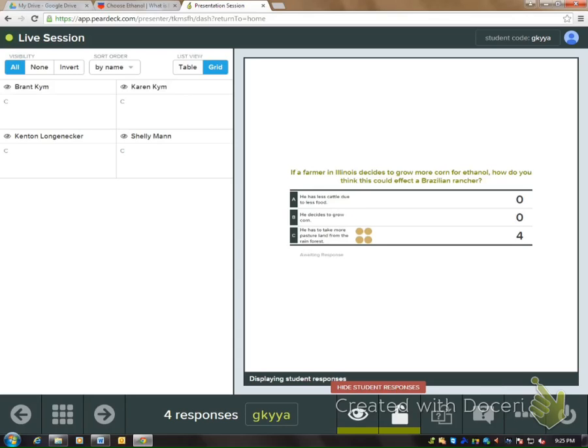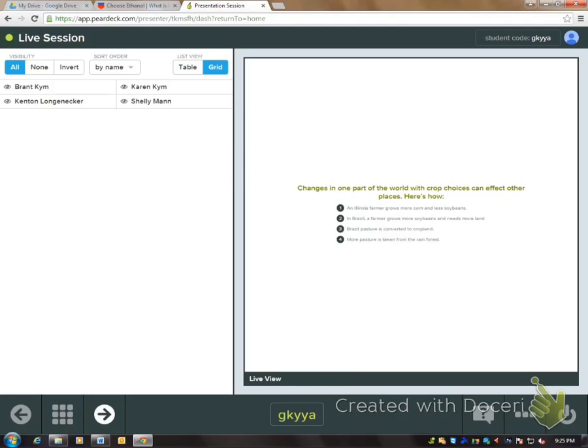Okay, so now you can see, oh, somebody changed their answer. I didn't lock it. Oh, they changed it. Okay, so I've locked responses so students can't keep switching their answer. So the answer would be C, he takes more pasture land from the rainforest.